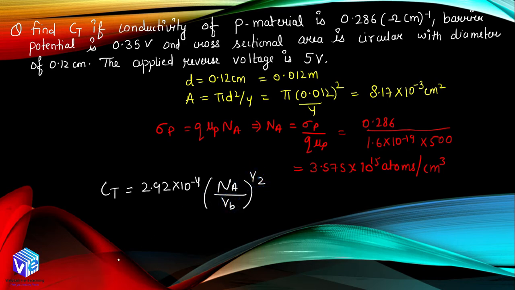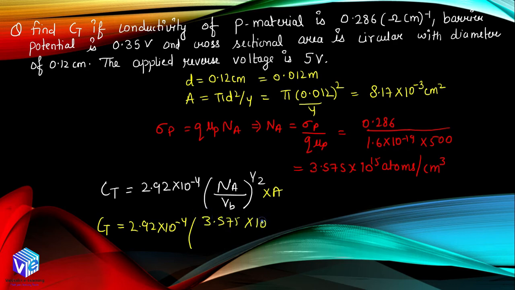So you can remember this for the different materials. You have silicon and germanium. For both of them you can remember it, right? And we will be having the multiplication with area. So we all know what is Na, what is Vb, it is given, and we have already computed the area. So Ct will be equal to 2.92 into 10 raised to power minus 4 into Na. What is Na?